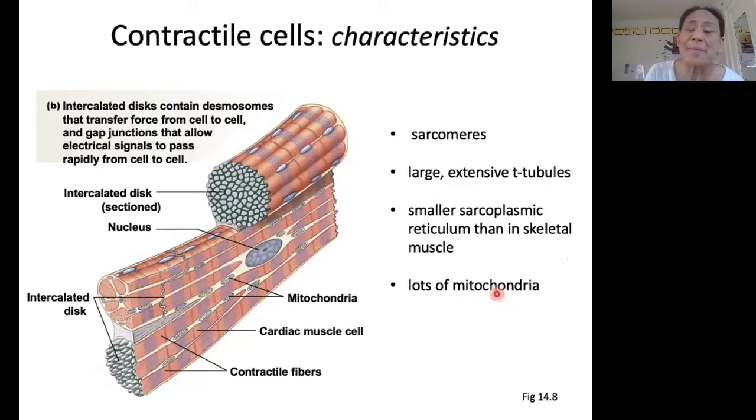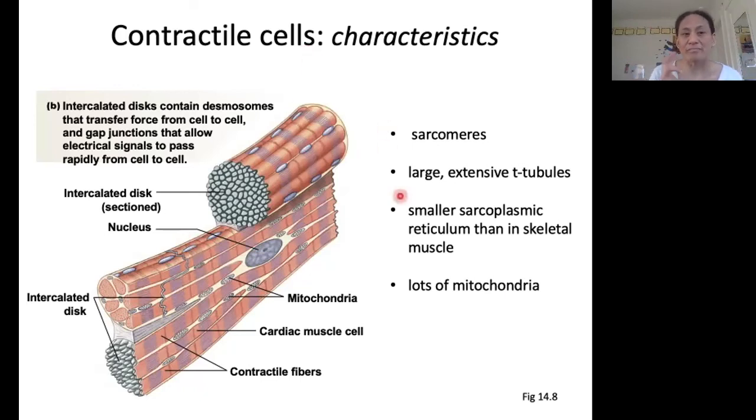Some more characteristics of contractile cells. They have sarcomeres. I want to remind you that cardiac muscle is striated. It's got those stripes, and those stripes come from the arrangement of the sarcomeres. Here you can see the overlap between the thick and thin filaments, alternating areas of overlap and non-overlap between the thick and thin filaments.